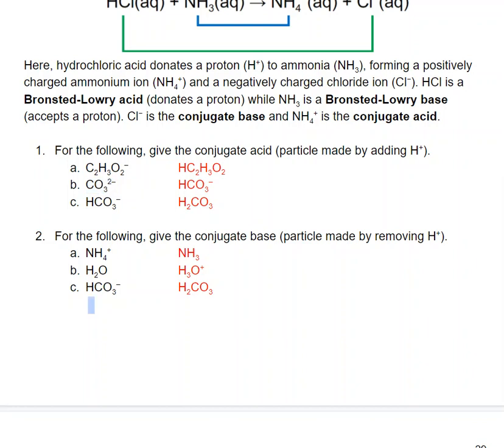For 2, we're just going to take away an H+. Again, we have to think about what charges are going to be present. If I remove an H+ from NH4+, I'm going to be left with NH3. If I remove the H from water, I'm going to be left with a hydroxide. And if I remove the H from a hydrogen carbonate ion, I'm going to be left with carbonate ion.